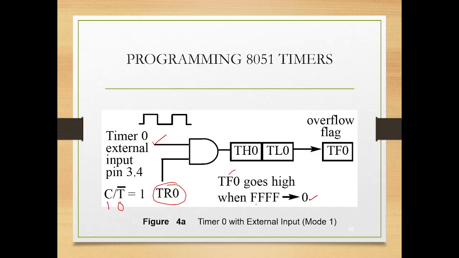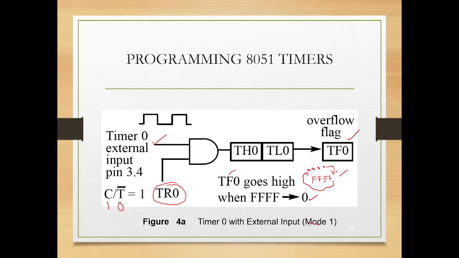That is, after counting from 000 until reaching FF, the count is complete and the register will be 0. If the count exceeds this, a rollover occurs again, so TF0 is set. That's what is indicated here. This way the external input is taken in mode 1 operation.